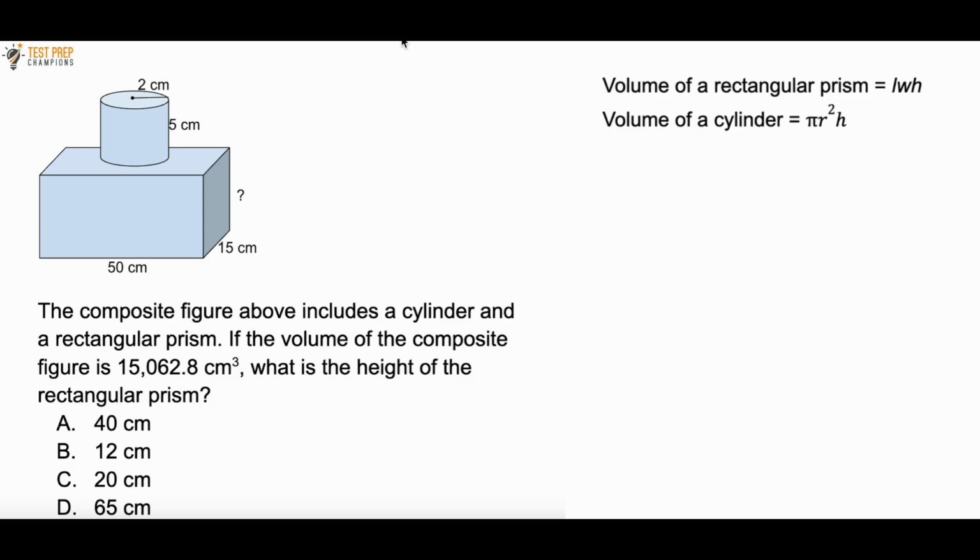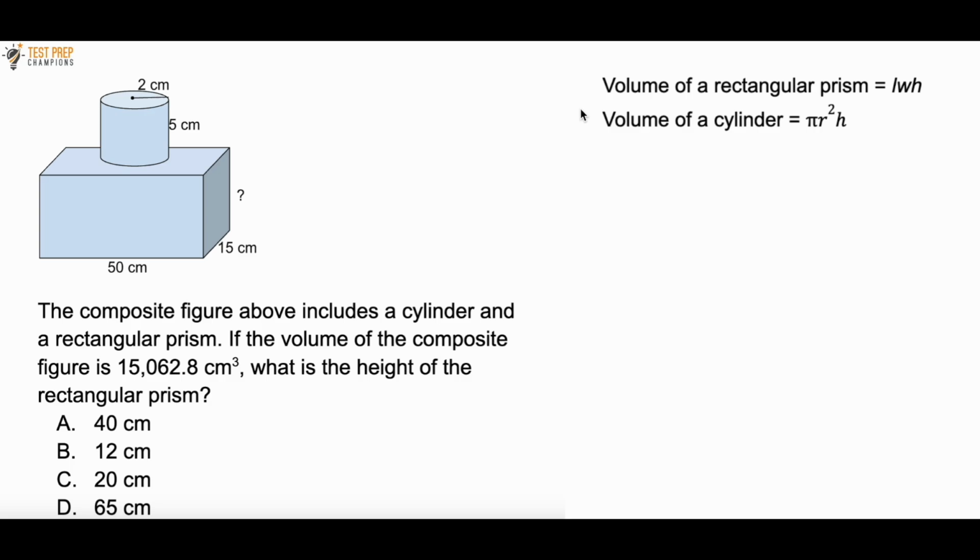Now, for the sake of time, I've given you the two formulas that you'll need to answer this question, the volume of a rectangular prism and the volume of a cylinder. Just note that on your test, you would have to go to the formula sheet and look these up. But since we're practicing, just to save some time, I've given you the formulas right here on screen.